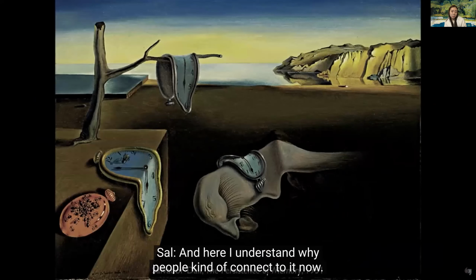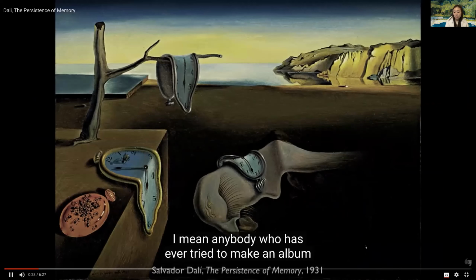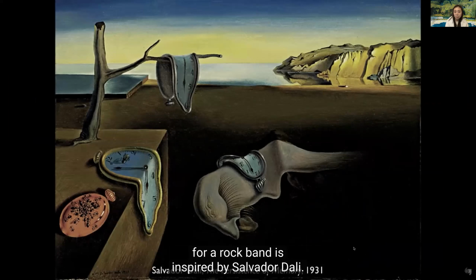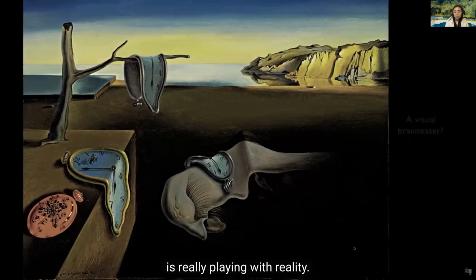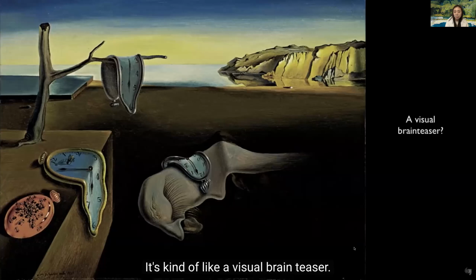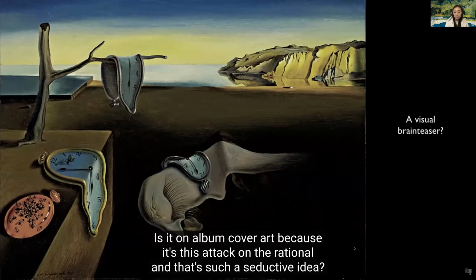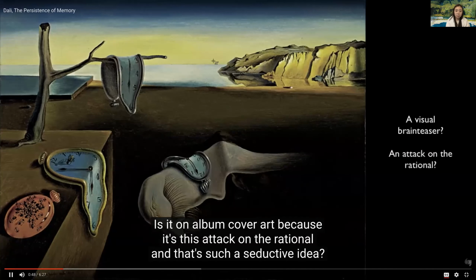And here, I understand why people kind of connect to it now. I mean, anybody who's ever tried to make an album for a rock band is inspired by Salvador Dali. There's also this kind of fun of what are you looking at? He's really playing with reality, and it's kind of like a visual brain teaser. Is that why it is so popular? Is it on album cover art because it's this attack on the rational, and that's such a seductive idea?